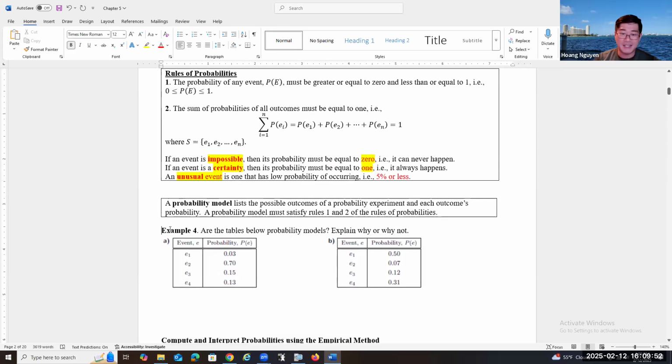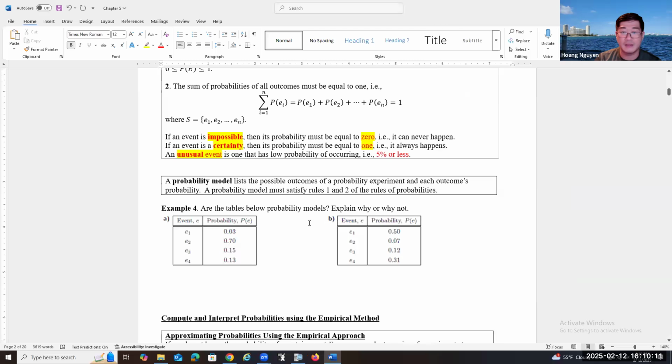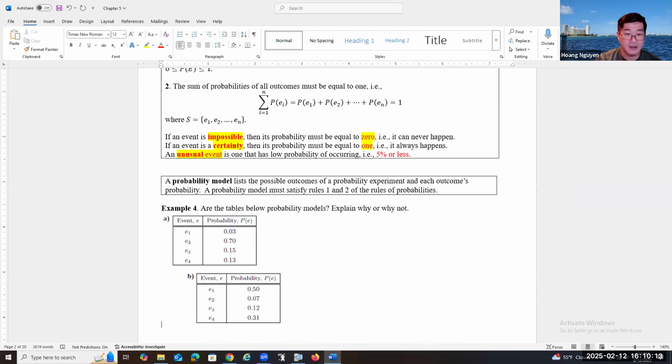Now let's apply that. Using the definition of a probability model, determine if we have a probability model. Is the table below a probability model? Can you explain why or why not? Okay. So we're going to use rule number 1 and rule number 2 to determine if this is a probability model. Then okay, I will take this down.